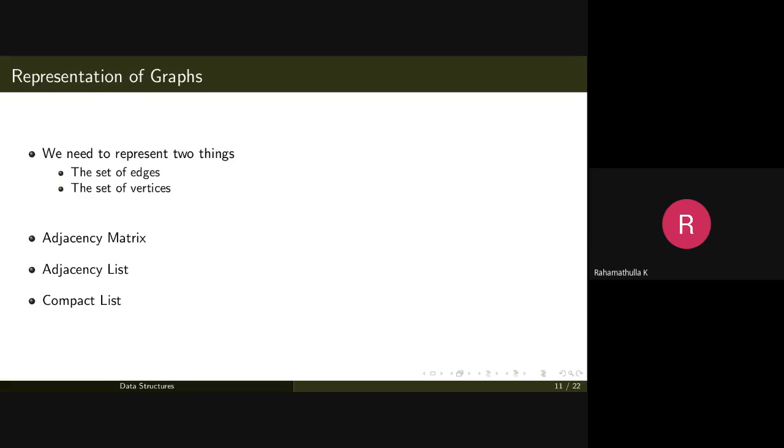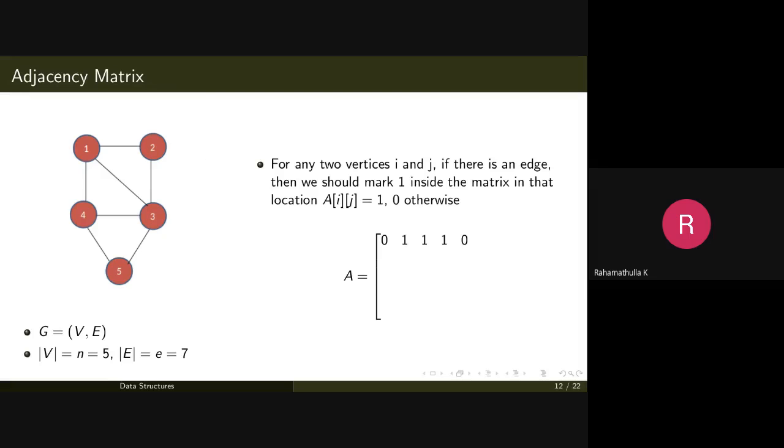Next, we look at representation of graphs. For representing a graph, we need to represent two things, the set of edges and the set of vertices. We will be looking at three different representations: adjacency matrix, adjacency list, and compact list representation. First, we'll look at adjacency matrix representation.